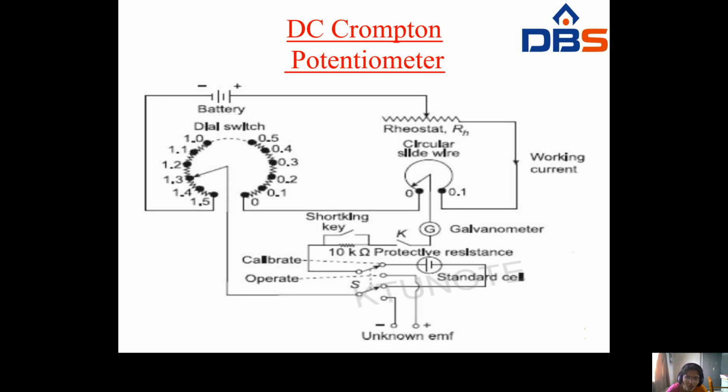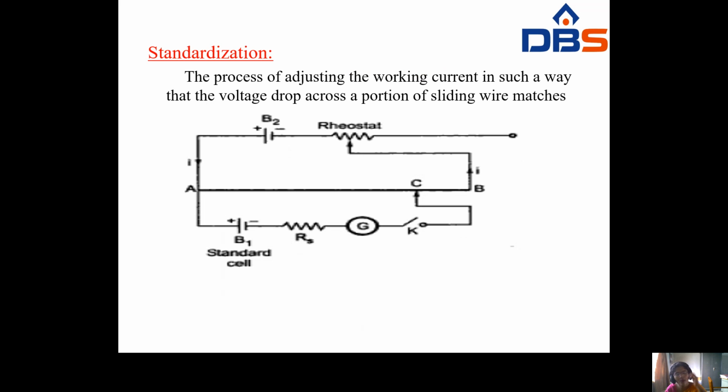See here, RS is a standardized resistance, like the rheostat in the potentiometer. So standardization is a potentiometer process. Here is the standard cell, and the unknown EMF is connected across the standard cell.